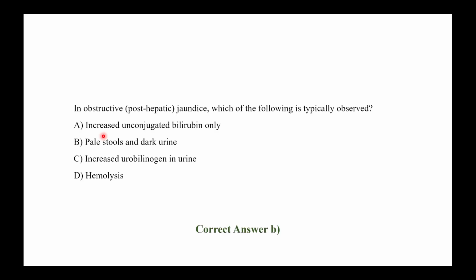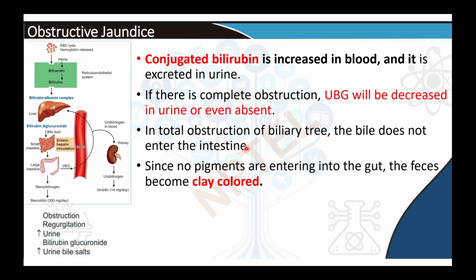So the correct answer is option B, pale stools and dark urine. So in case of obstructive jaundice, what happens? The conjugated bilirubin is increased in the blood and it is excreted in the urine. If there is complete obstruction, UBG will be decreased in the urine and even absent. The color of the urine was due to the presence of UBG or urobilin, so if urobilin is absent, the urine will be colorless or transparent, right?